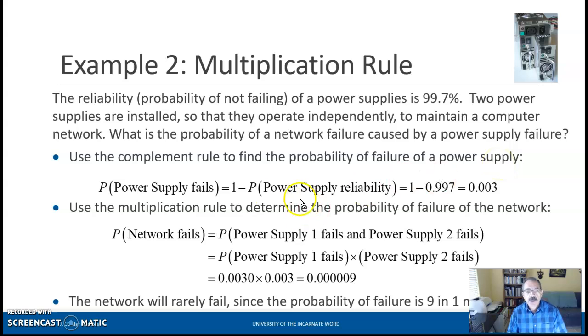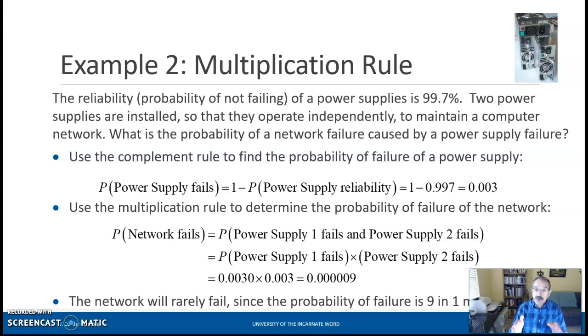All right, so in this case, we use the complement rule to find the probability that a power supply fails. The probability of a power supply failing is just 1 minus the probability of the power supply not failing. So that's 1 minus 0.997, which is 0.003. All right, so now we're going to use the multiplication rule to determine the probability of failure of the network. The probability that the network fails because the power supply fails is the joint probability of power supply 1 failing and power supply 2 failing.